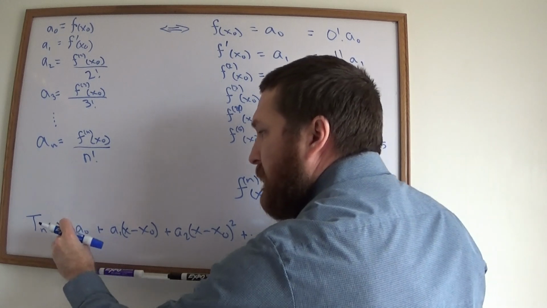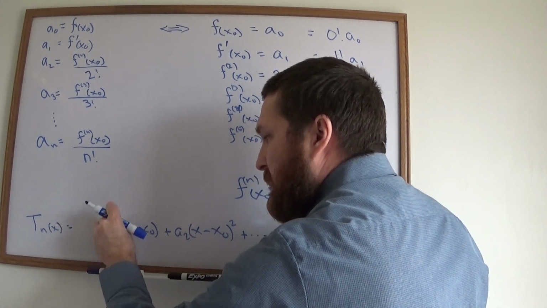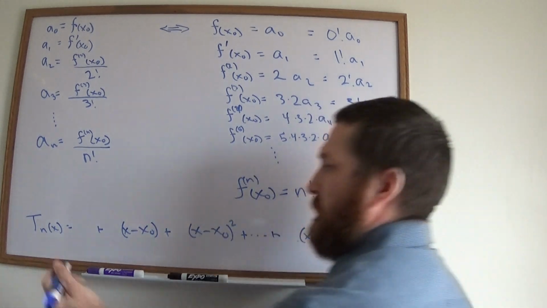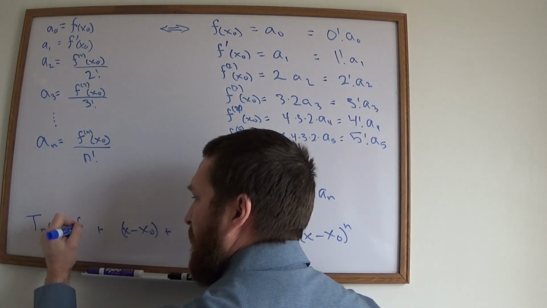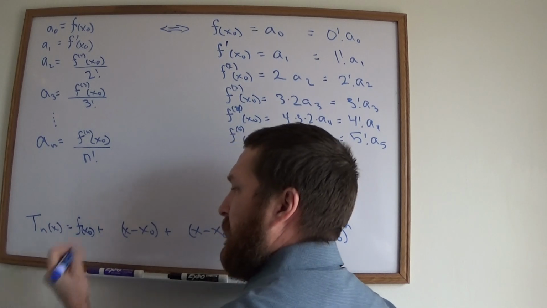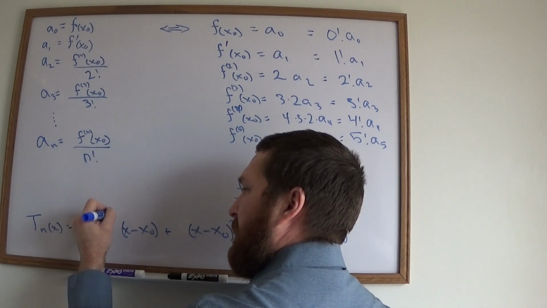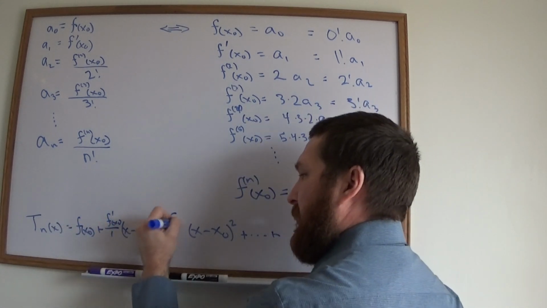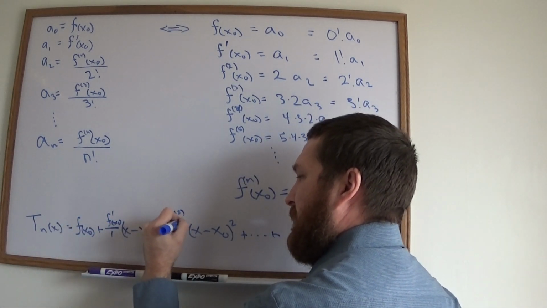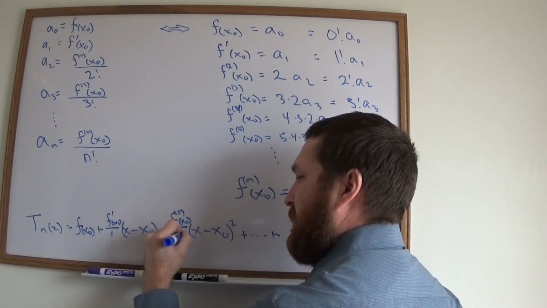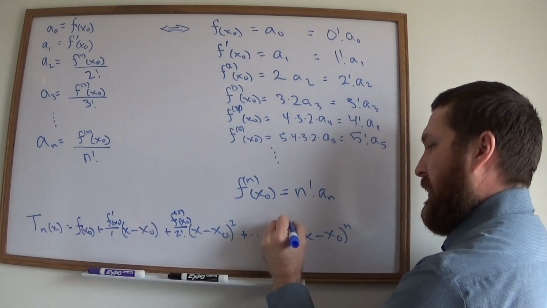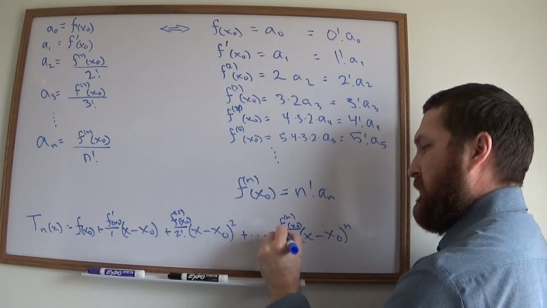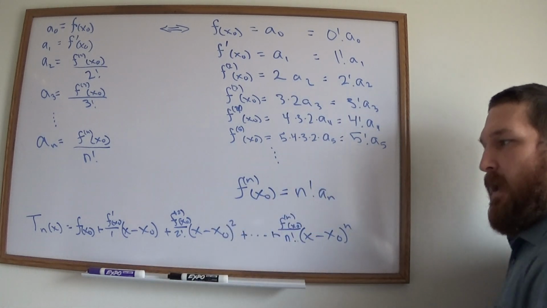The nth degree Taylor polynomial of a function is given by f evaluated there, plus f first derivative evaluated there over 1, plus f second derivative evaluated there over 2 factorial, all the way up to the nth derivative, where you plug in your special point and divide by n factorial.